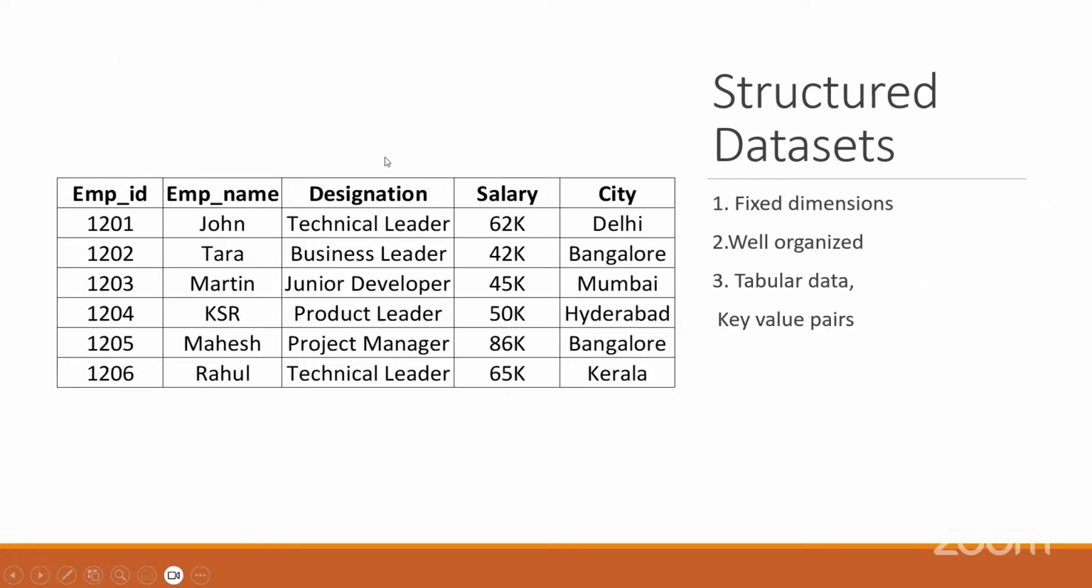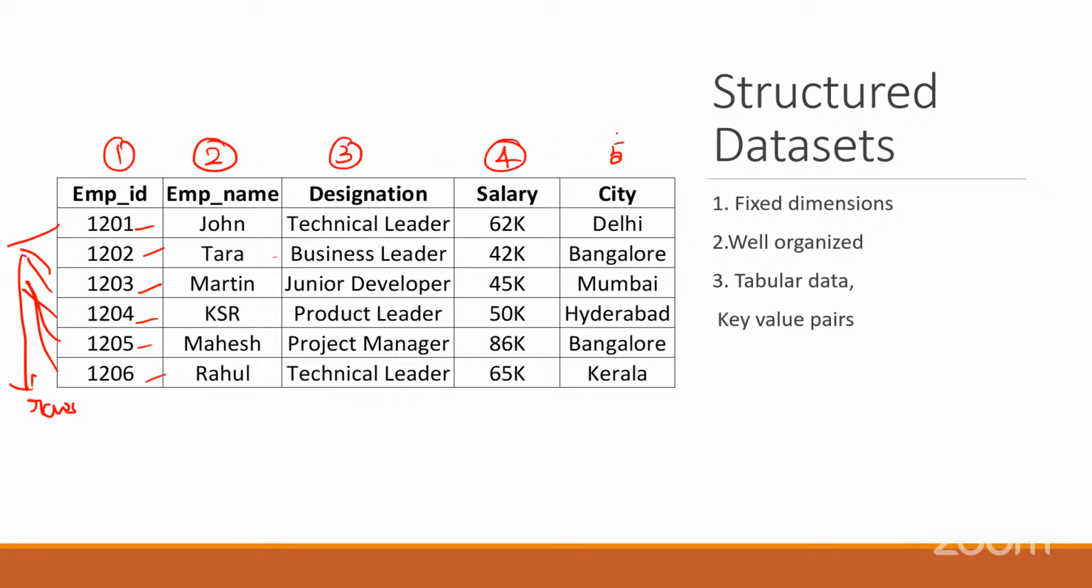It contains rows. Looking at the information here, these are all the rows. So how many rows do we have? First row, second row, third row, fourth row, fifth row, sixth row. We have 6 rows. How many columns do we have? First column employee ID, second column employee name, third column designation, fourth column salary, fifth column is city. We have a data set consisting of 6 rows and 5 columns.